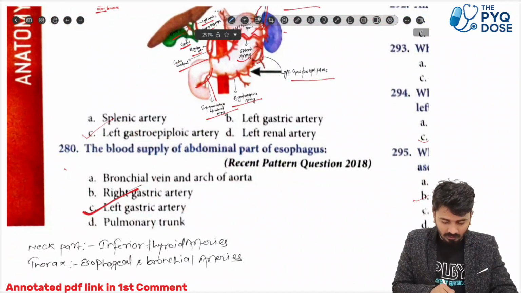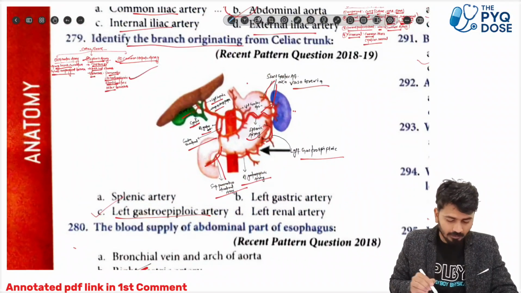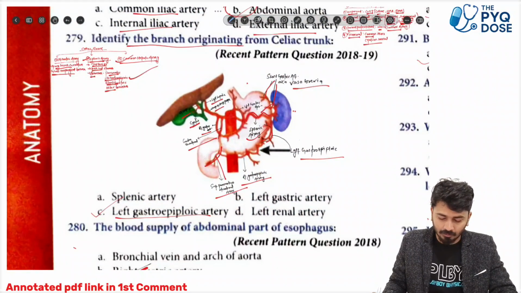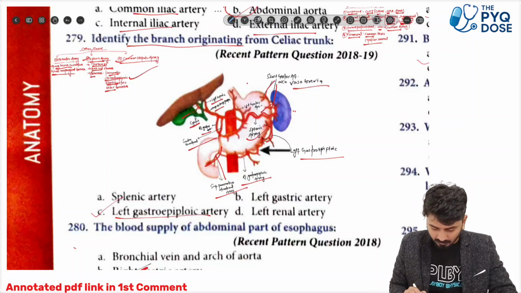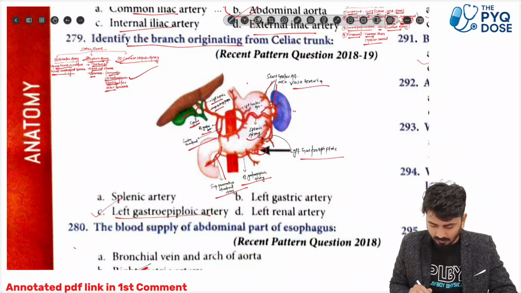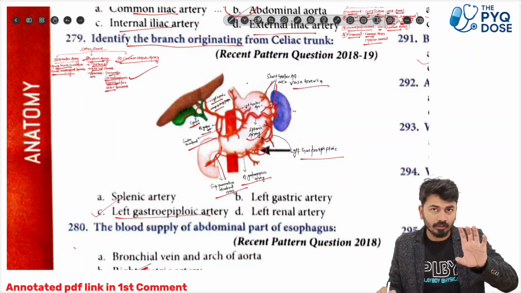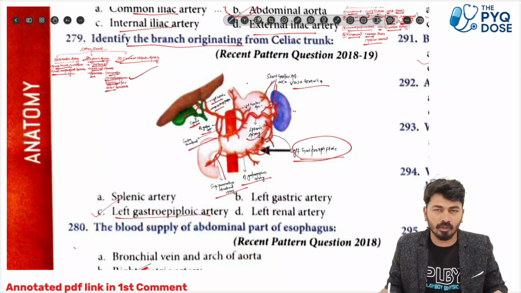Okay, let's see. This is the left gastroepiploic artery. We have already learned that the splenic artery gives a branch to the left gastroepiploic artery. They are simply telling us to identify this artery. The image here is a bit distorted, but in the actual image you will come to know that this is the left gastroepiploic artery only.